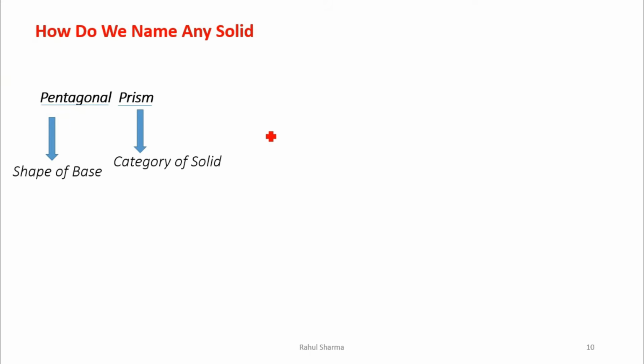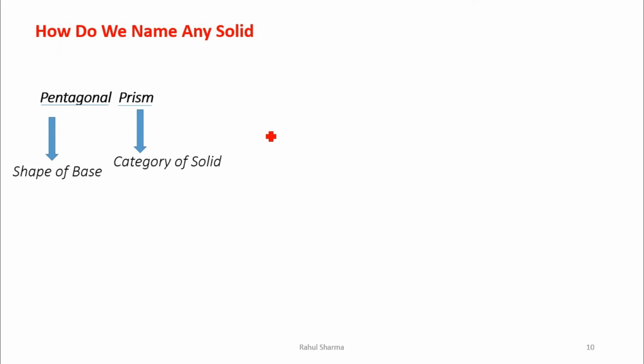Now the very important point, how do we name any solid? The first one is pentagonal prism. I have taken an example of how we name any solid. Whenever a word like pentagonal prism comes, we have to see that the first word will tell you the shape of the base. The second word will tell you the category of the solid. For example, in this we have taken pentagonal prism.